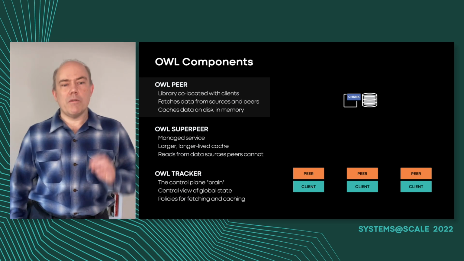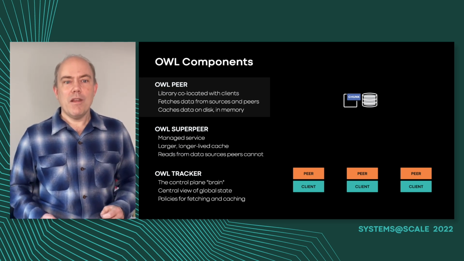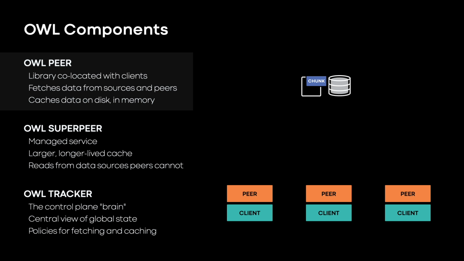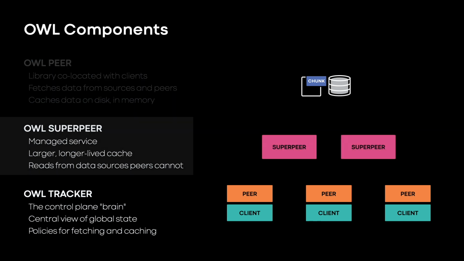OWL has three components: peers, superpeers, and trackers. Now, a peer is just a library that's linked with a client that wants to download data. It has simple actions that include the ability to go and get data from an external data source or from another peer, and it can cache data on memory or on disk. A superpeer is a peer that isn't linked with the client process. Instead, it's on a machine that we manage and it has all the resources of that machine. So caches are long-lived, the caches are larger, and importantly, we can put functionality that isn't available on every host in the fleet on a superpeer, like the ability to read from a specialized data source.